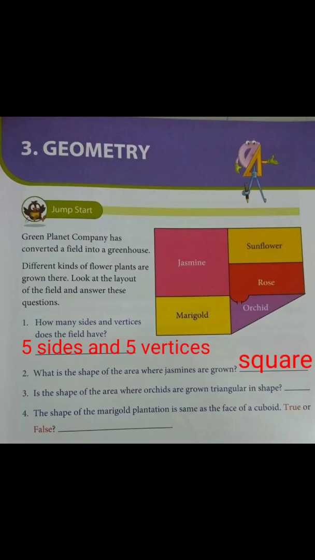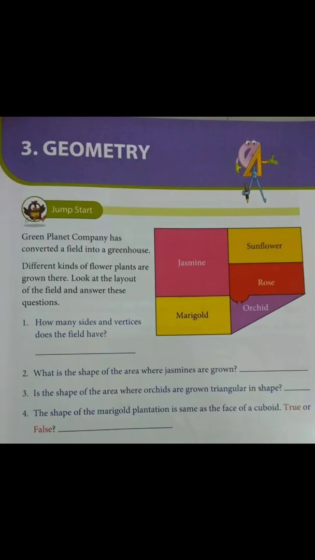Number 3. Is the shape of the area where orchids are grown triangular in shape? No. If you see properly, the shape is not triangular. So here you have to write no. 4th, the shape of the marigold plantation is the same as the face of a cuboid. True or false? If you see this picture, marigold looks like a cuboid. So here you have to write true. This statement is correct.